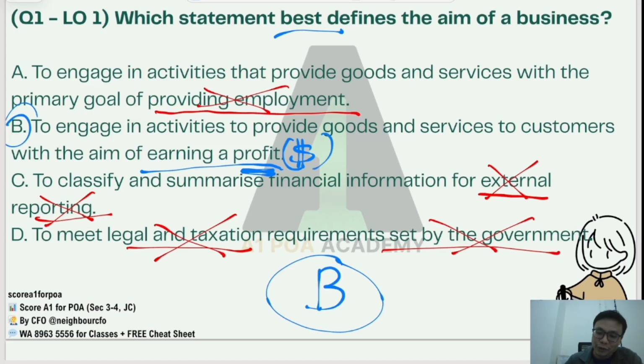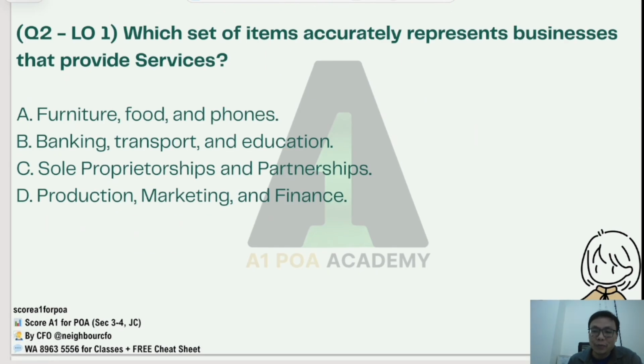Next, we go to question 2, still under LO1. For question 2, it says: which set of items accurately represents businesses that provide services? So number 1, A. These are the things that you can feel. These are the 3 dimensional items that you can feel.